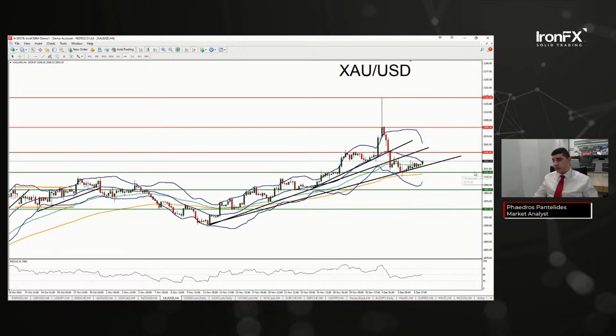So sideways between S1 and R1, which is 2016 and 2048. For a bearish outlook, it would have to break below our upward moving trend line and below S1 at 2016. For a bullish outlook, simply breaking above the 2048 R1 resistance line would be sufficient.